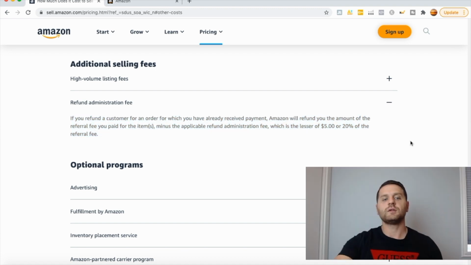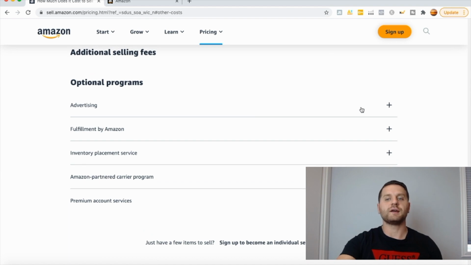Now some optional fees over here are the advertising fees. All advertising costs are going to be unique for each individual seller, depending on the type of product that you are selling. Your advertising costs will differ, so you want to go ahead and consider this cost. The next one is Fulfillment by Amazon, which we just covered the fees for.